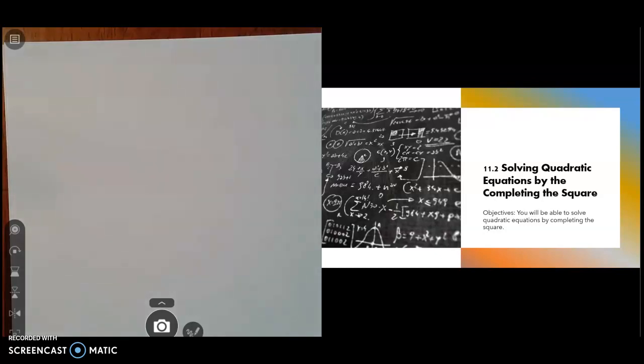Hi, welcome to 11.2, Solving Quadratic Equations by Completing the Square. Hopefully by the end of this, you will be able to solve quadratic equations by completing the square.